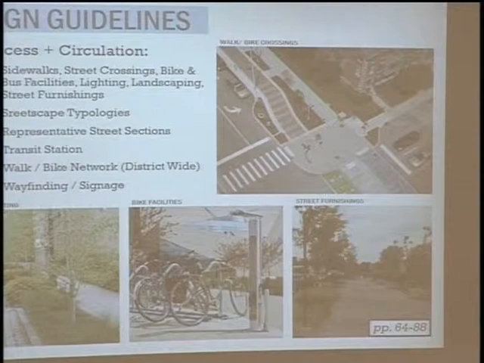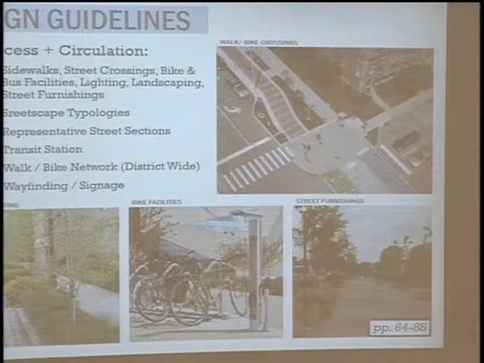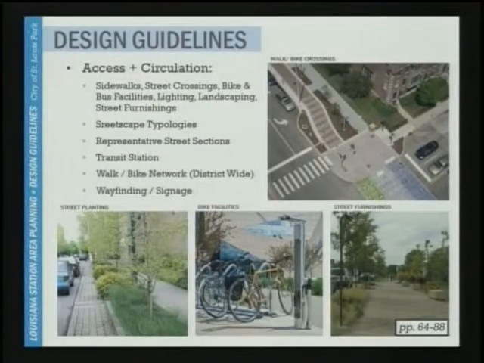The design guidelines segment, broken into three classifications: access and circulation, land use and development standards, kind of building and site, as well as the parks and open space components. I'll touch briefly on some of the design guidelines pieces here. The overview is really what's listed here in the bullet components. But the focus of that, I think, for the access and circulation was on those two elements, the streetscape typologies and the representative street sections.